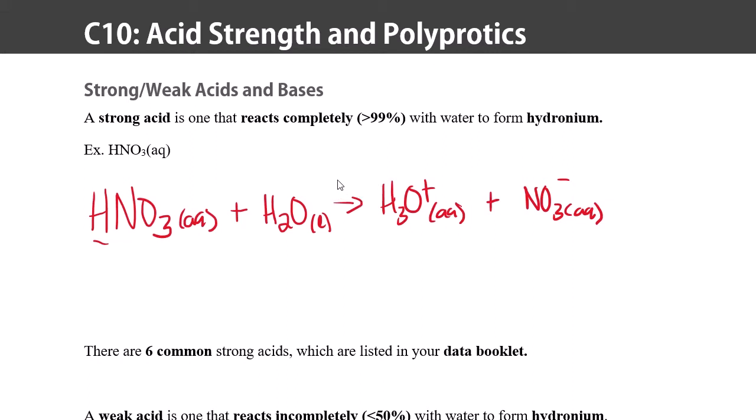So the way that we can specify that this is a strong acid is we say this reacts greater than 99%. And we can put that over the arrow, which is going to specify that this reaction is essentially quantitative. Quantitative means that it goes 100%. Sometimes we might use this kind of notation instead. We would say essentially 100%.